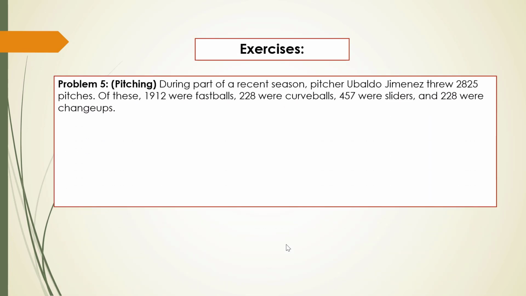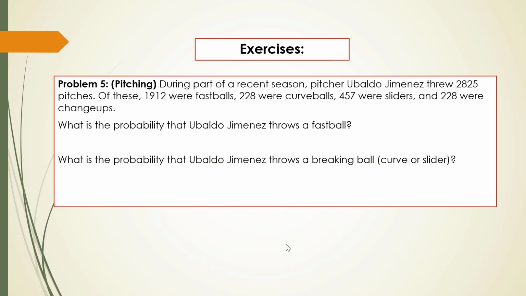Problem number 5, pitching. During part of a recent season, pitcher Ubaldo Jimenez threw 2,825 pitches. Of these, 1,912 were fastballs, 228 curveballs, 457 sliders, and 228 changeups. First question, what is the probability that Ubaldo Jimenez throws a fastball? And what is the probability that he throws a breaking ball, either curve or slider?